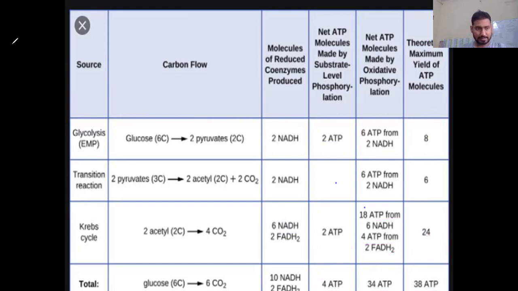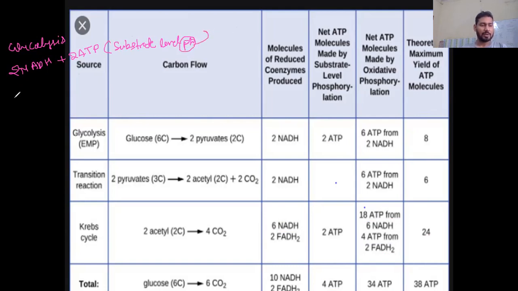In glycolysis, you have to see how many NADH are going to form. 2 NADH are going to form in glycolysis, and plus 2 ATP also form. These 2 ATP form through substrate level phosphorylation. So this is also known as substrate level phosphorylation.